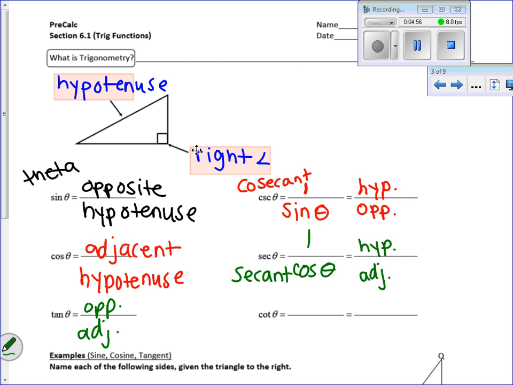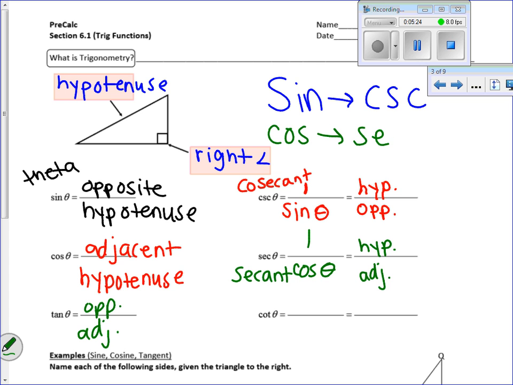So the way that I remember that is math never makes sense. They always try to make it harder than it should be. Okay, so sine, it would make way too much sense for the S words to go together. They don't. Okay, so sine always goes with cosecant, the C word. And then cosine goes with secant. So they are switched, SC, CS.